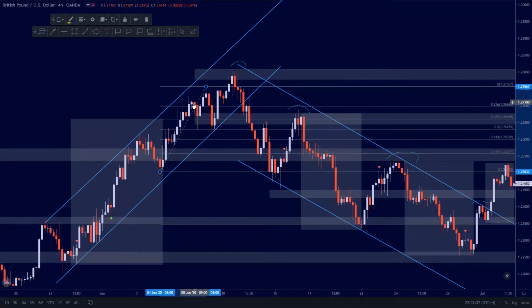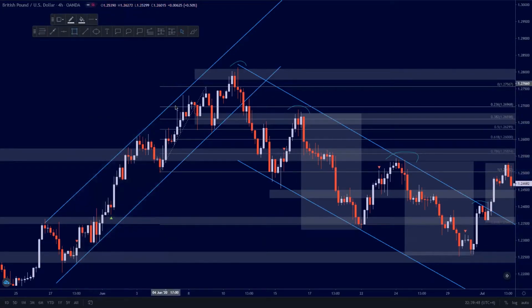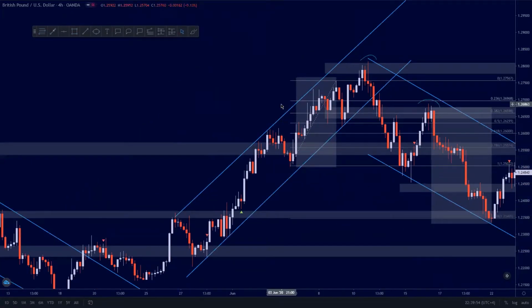Only this value. You can see how many bullish candles there are: 1, 2, 3, 4, 5, 6. And how much is the retracement? 50%. You need to count only this. Only this area. This is a bullish trend.